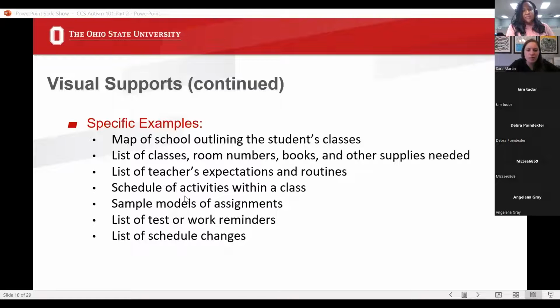Having those available is very helpful. Having a sample model of the assignment, so if the teacher can provide you with what they're going to be working on that week, coming up with a model of what is expected for that assignment can be very helpful. Having a list of test or work reminders. Sometimes with students on the autism spectrum, it's really hard for them to keep track of homework or their assignments, so having this available can be very helpful. And having a list of any schedule changes that may come up throughout the day can be very helpful.